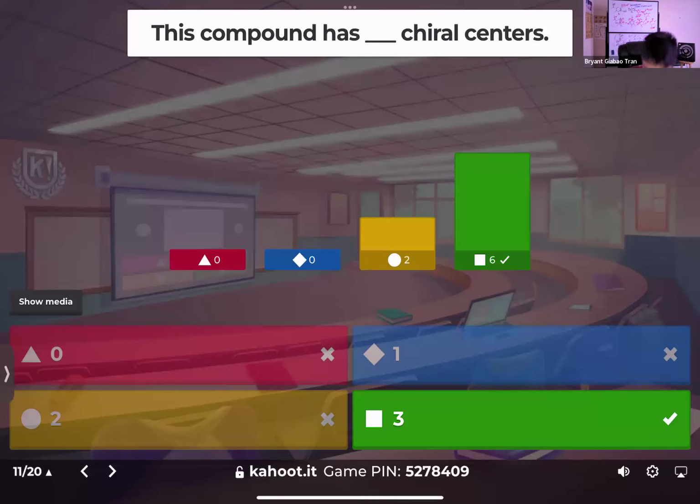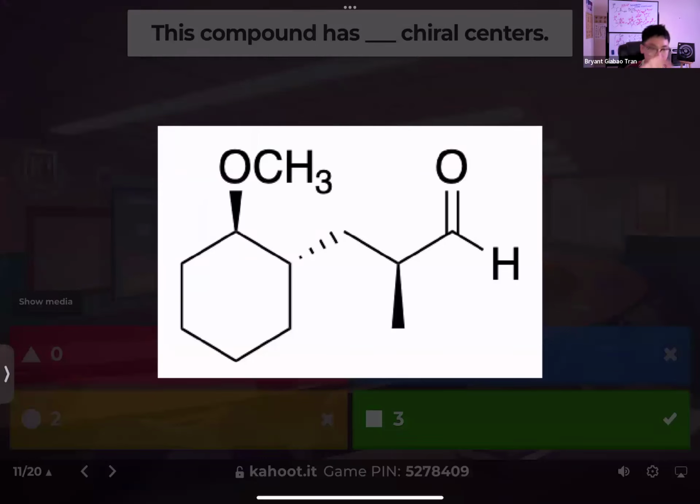3 chiral centers, right? And the 3 chiral centers are on that wedge with the OCH3, that's one. The second one is on the ring with the dash. And then the third one is the wedge methyl next to the aldehyde. So those are the 3 chiral centers there. The one that most people might have missed is the one on the ring with the dash. That's a sneaky one.